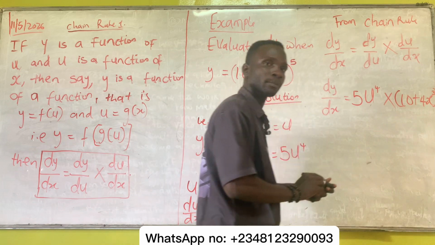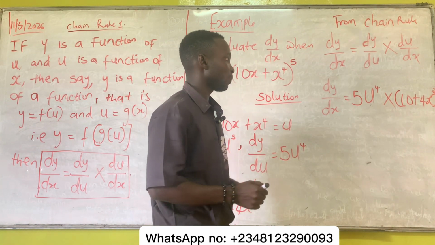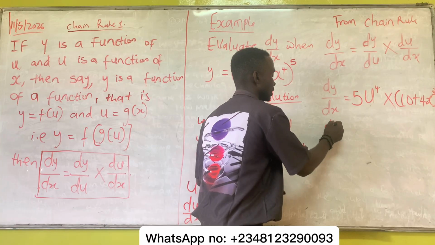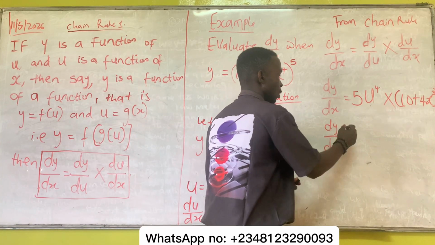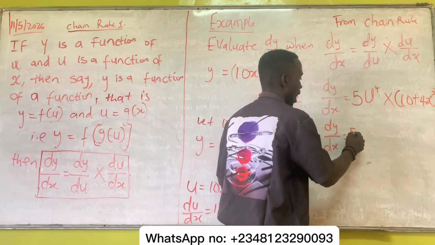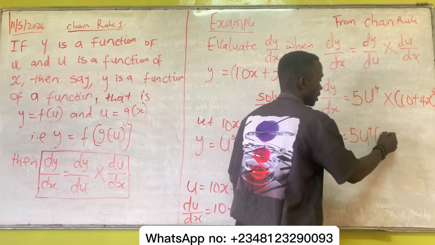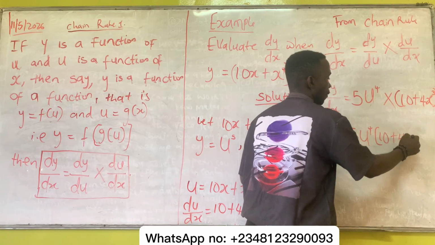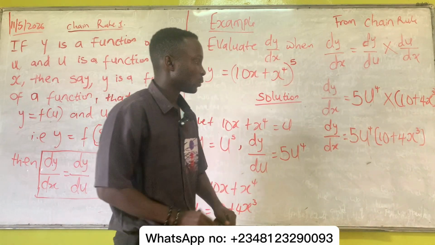So here becomes 10 plus 4x raised to the power of 3. Close this bracket. Remember, these two things are multiplying. So if they multiply, we are going to have dy all over dx will now be equal to, these two things multiply together, we have 5u raised to the power of 4 in bracket 10 plus 4x raised to the power of 3. We are now going to have this.